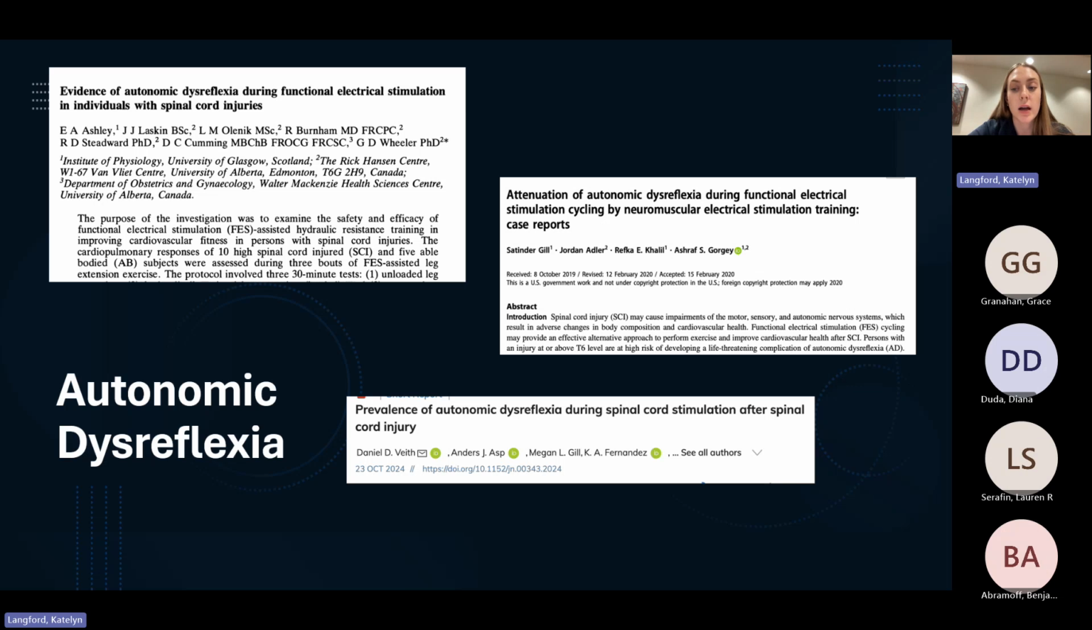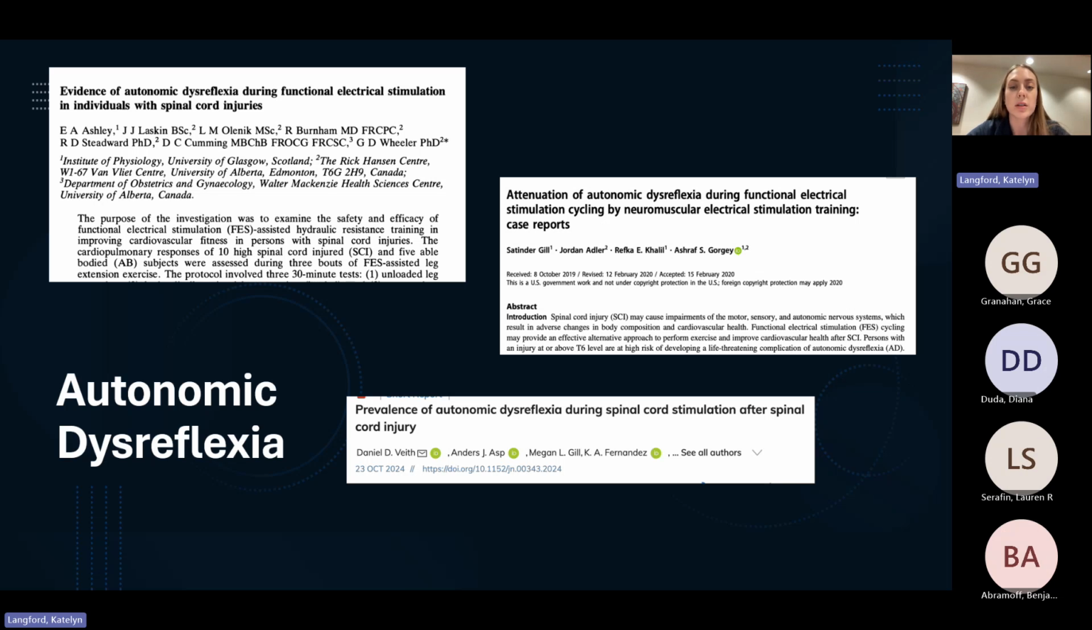One of the big drawbacks that I did see with e-stim, functional e-stim, is autonomic dysreflexia. Obviously, if you're inducing something painful or a little bit uncomfortable below the level of the injury, you do have the risk of autonomic dysreflexia. And there were some competing studies showing that these can cause autonomic dysreflexia, but also that they can attenuate some of the AD during functional e-stim.